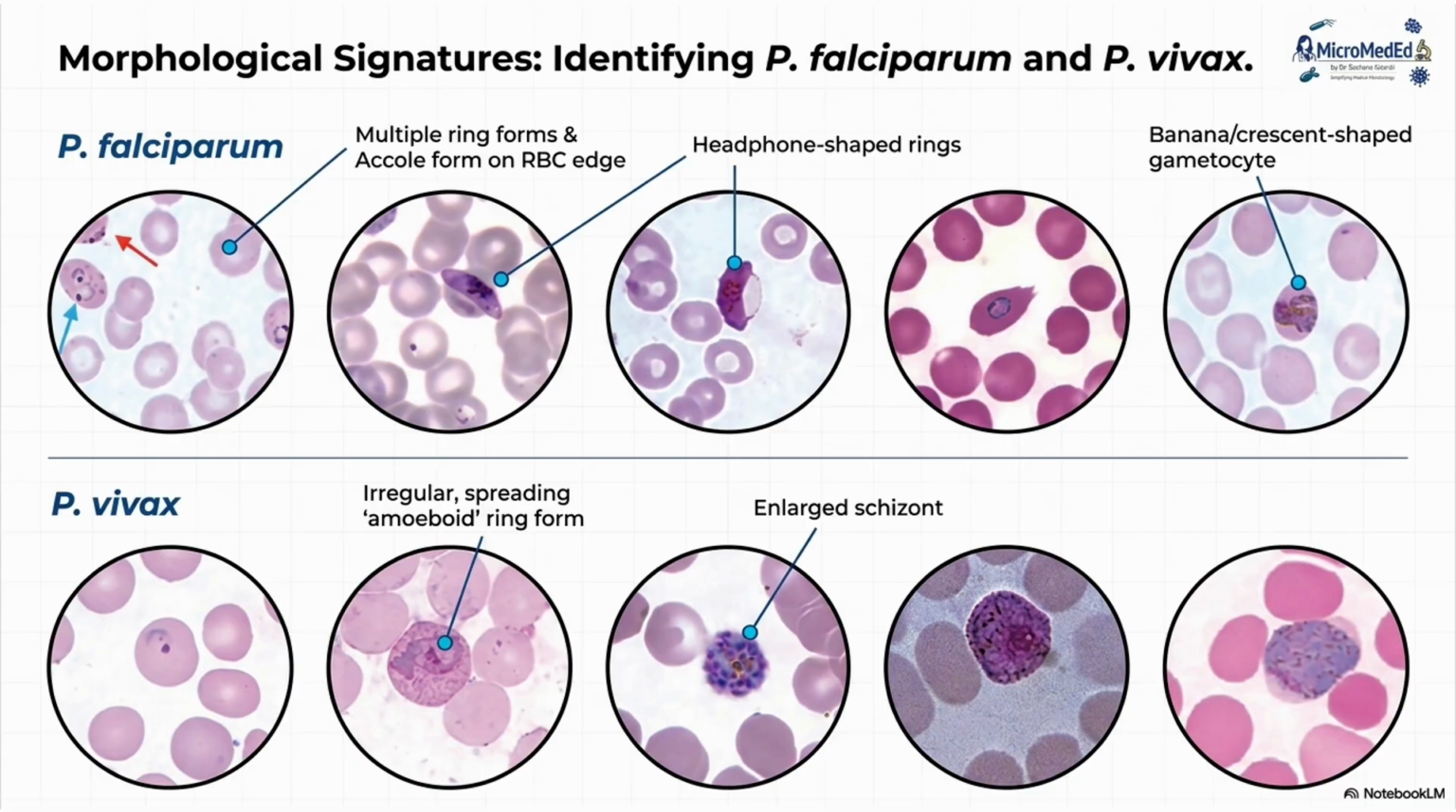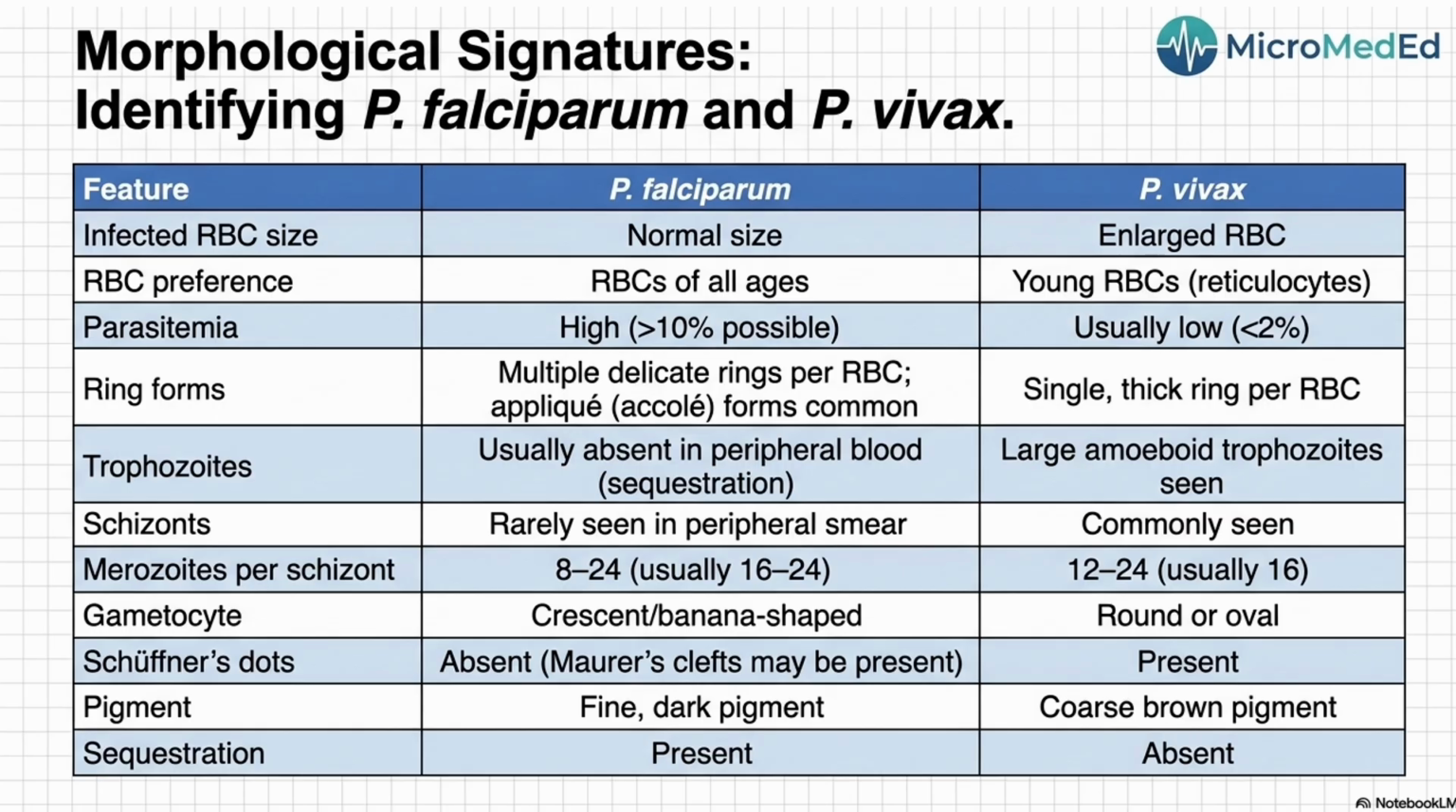But here you can understand there is an amoeboid form and schizont, and the gametocyte will be round. The accole form is also a characteristic of P. falciparum, where the ring form is present at the edge of the RBC. So let's understand the difference. At least you should enumerate 4 to 5 differences in your viva. So first of all, in falciparum the RBC size will remain normal, but in vivax the RBC will be enlarged. Falciparum affects all ages of RBC, meaning there is no preference of the RBC.